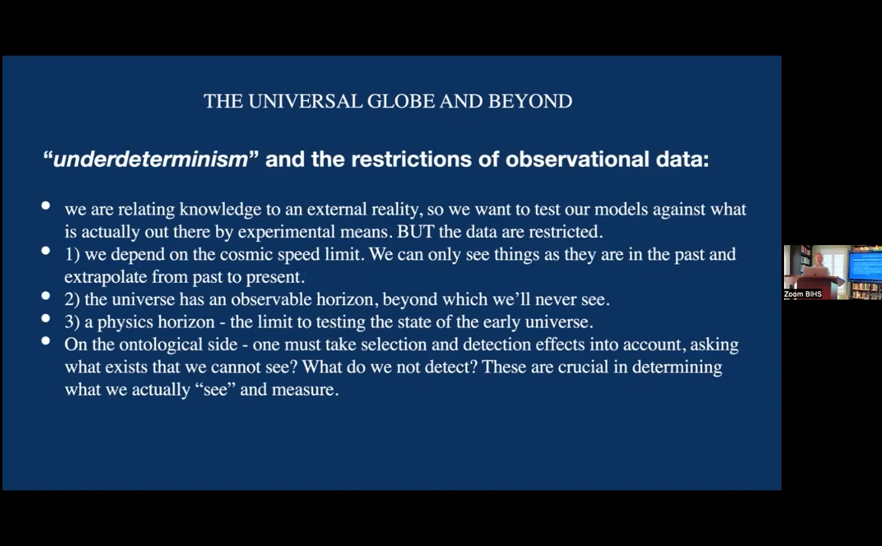So we're relating knowledge to an external reality. So we want to test our models against what is actually out there by experimental means. But the data are inherently restricted. And I'll tell you why that is. There are basically three main reasons. One is we depend on the cosmic speed limit, which is Einstein's speed of light, which is non-varying. It's just the constant c. That is an assumption that we take from the start and never deviate from.